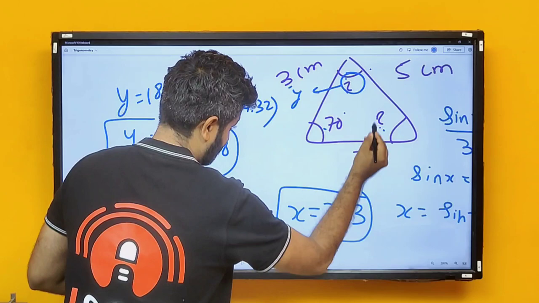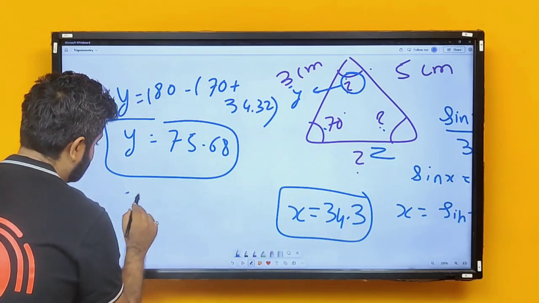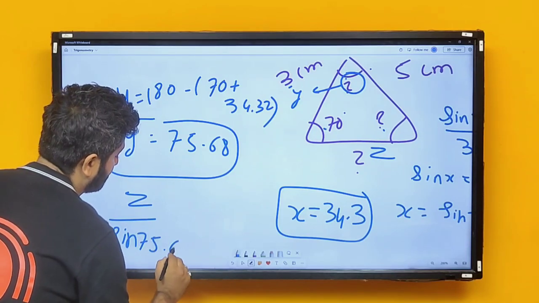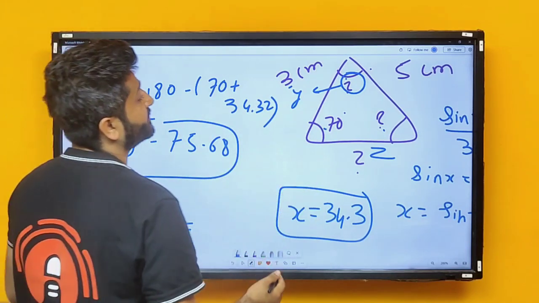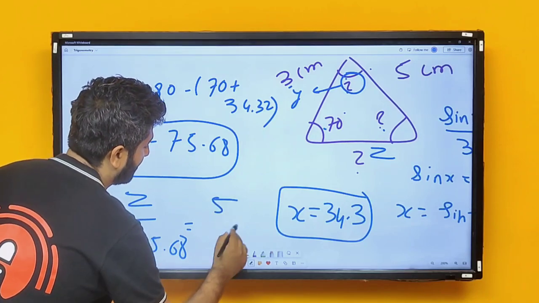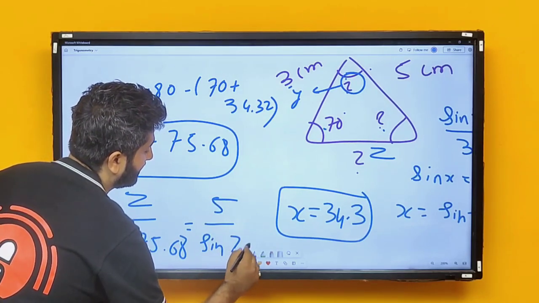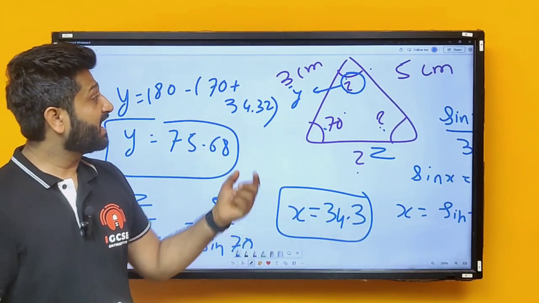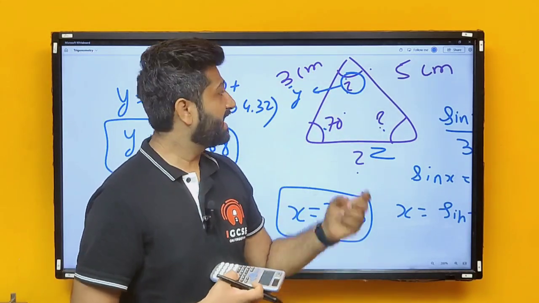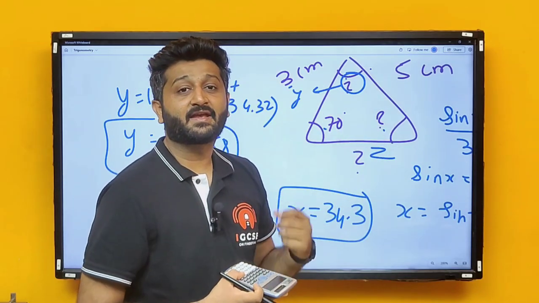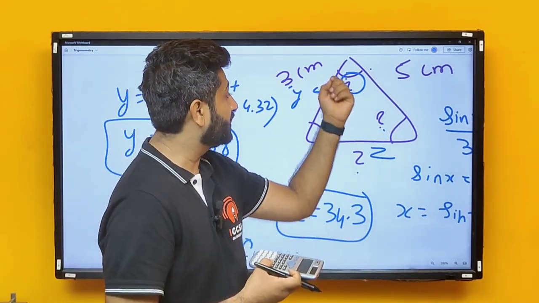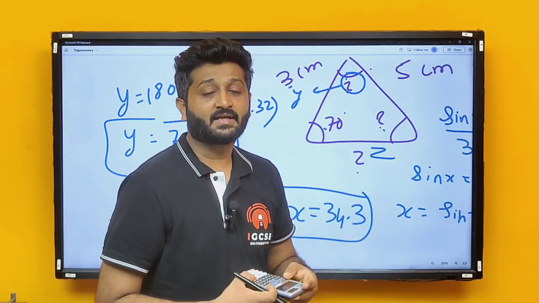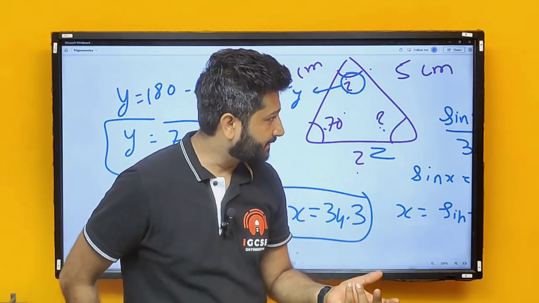I can say, let's say this is z. So I can say z by sine 75.68 is equal to 5 by sine 70. Rearrange and find z. So this is how, even if we had two sides and the angle opposite to one side, we can find all the other angles and the remaining sides. This is how sine rule is applicable, right?